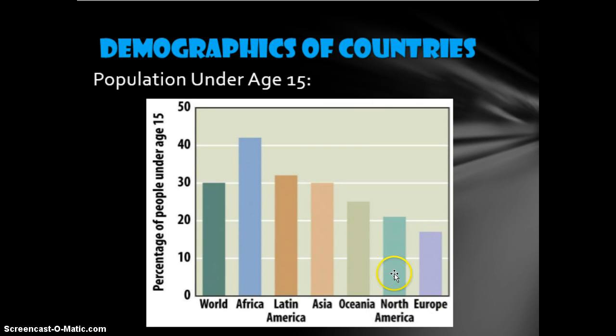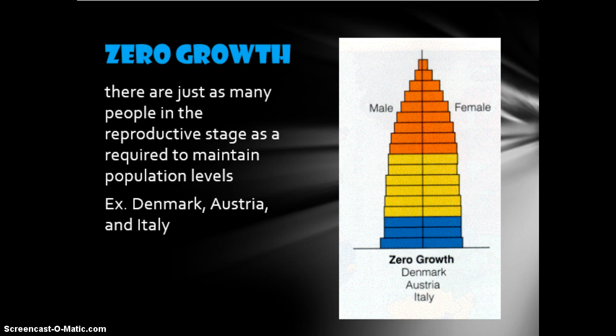You can see that these highly developed countries, which are mostly in North America and Europe, do have a much lower percentage of those younger people. So in some of these countries, they're not going to grow, or they might even decline. So this is what it looks like if you have a zero growth population pyramid. Basically, there's just as many people in the reproductive stage as you need to keep the population at the same amount. So countries that are experiencing this would be Denmark, Austria, Italy. So it's called zero growth. They're not getting bigger, but they're not getting smaller either. They're just maintaining their current status.